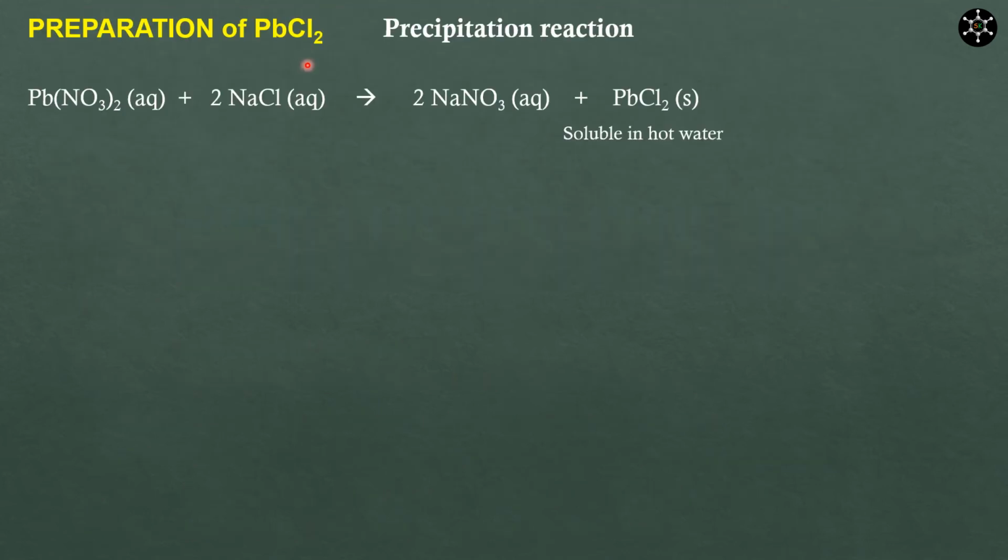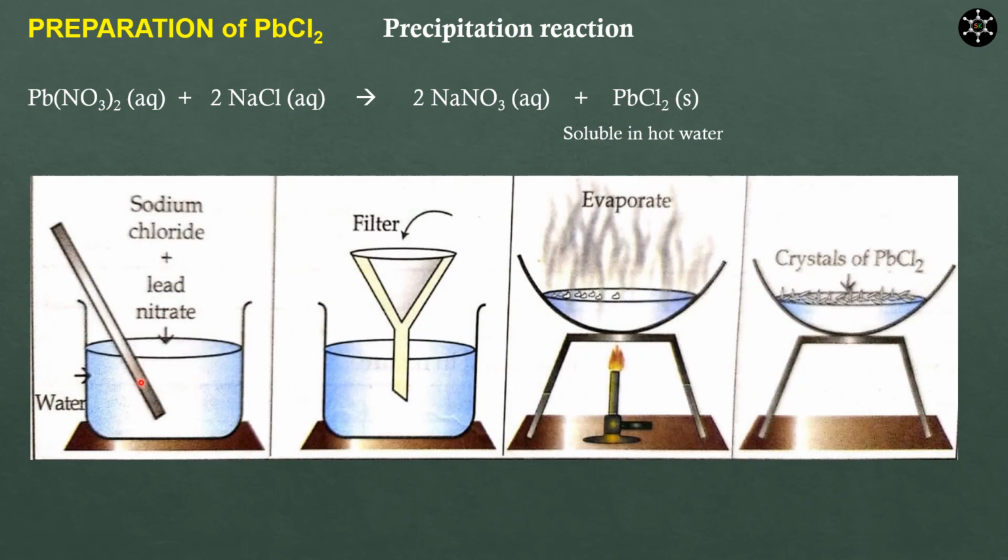For the preparation of lead chloride salt, we make use of a precipitation reaction. Here, when lead nitrate and sodium chloride solutions are mixed, we get sodium nitrate solution and lead chloride precipitate. Keep in mind, lead chloride is insoluble in cold water but soluble in hot water. Coming to the experimentation, first we need to prepare the solution of lead nitrate in water and sodium chloride in water. After that, we need to mix those two solutions, which immediately gives us a white precipitate of lead chloride.